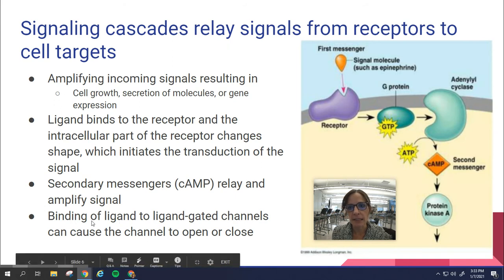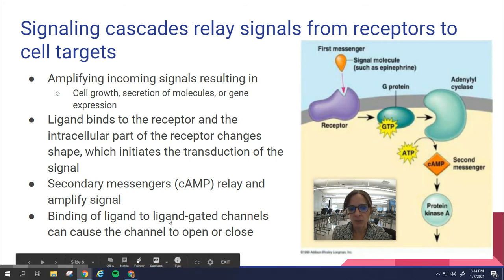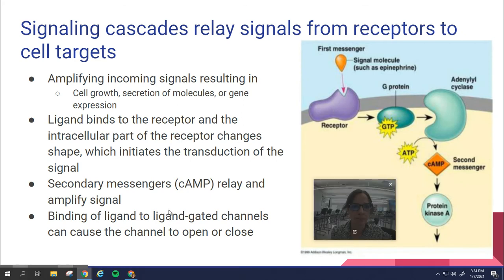And then also ligands, remember that's your signaling molecule, can open and close gated channels. That's another thing that they do.